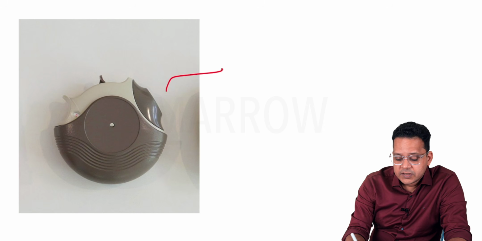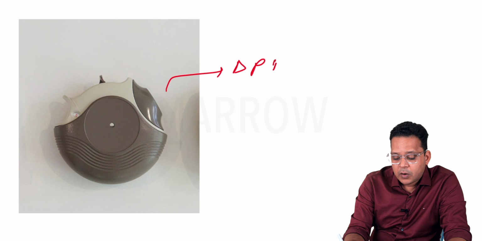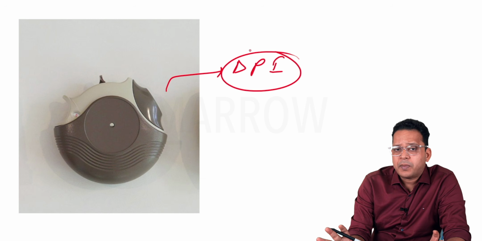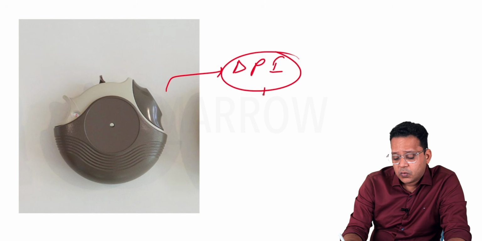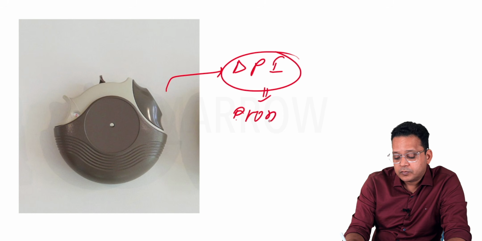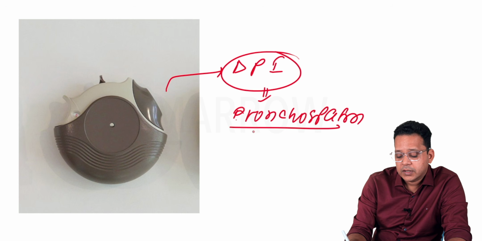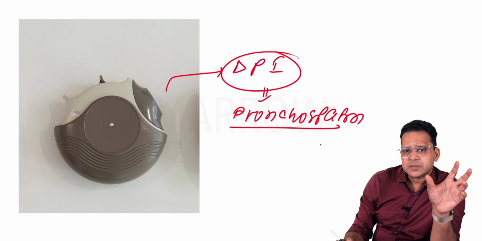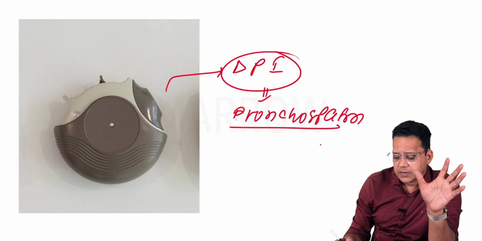Now you can see this is a DPI or dry powder inhaler. Now there are different drugs which can be used as powder as well, but what is the problem with powder? It can produce bronchospasm because it's a powder. So DPI, this is a dry powder inhaler, they can produce bronchospasm. This is one of the drawbacks of these drugs, right?